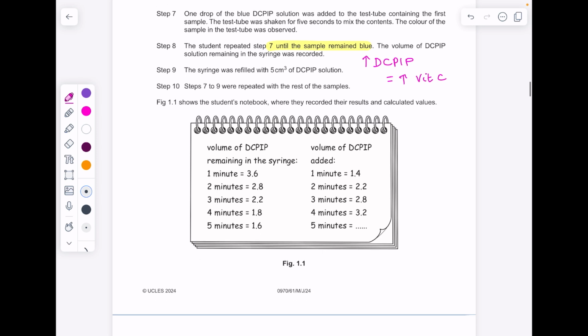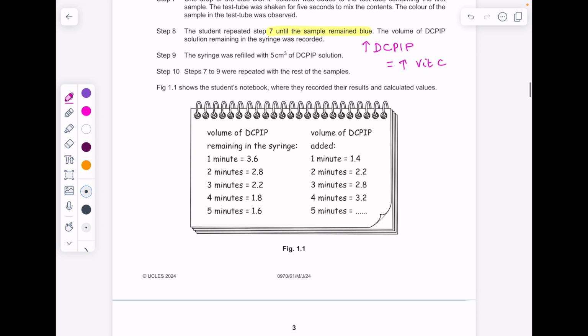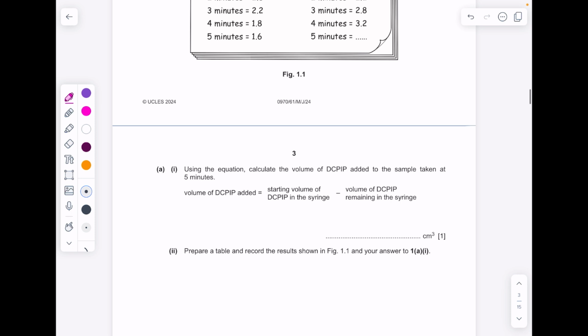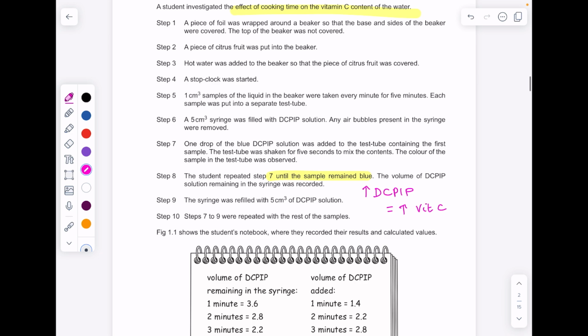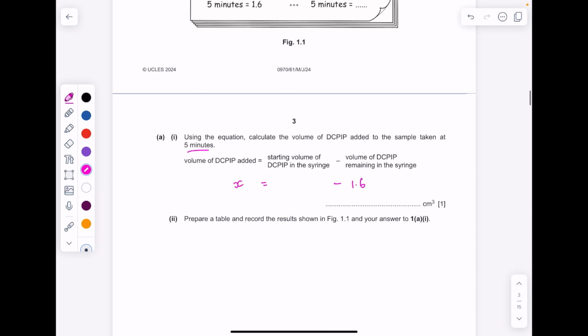Figure 1 shows the student's notebook, where they recorded their results. Using the equation, calculate the volume of DC-PIP added to the sample taken at 5 minutes. So here's our equation. At 5 minutes, the volume of DC-PIP remaining in the syringe is 1.6. But what was our starting volume? Just check up here. Here's our starting volume. It was 5. 5 minus 1.6 is 3.4 centimetres cubed.